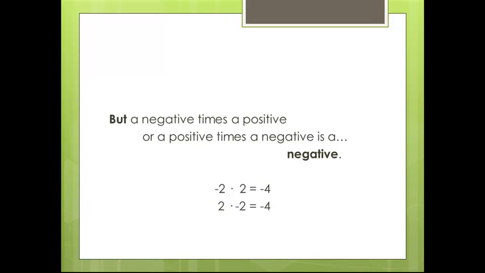And if we switch it around, as we know you can do without changing anything, 2 times negative 2 is a positive times a negative. The answer is still going to be negative 4.